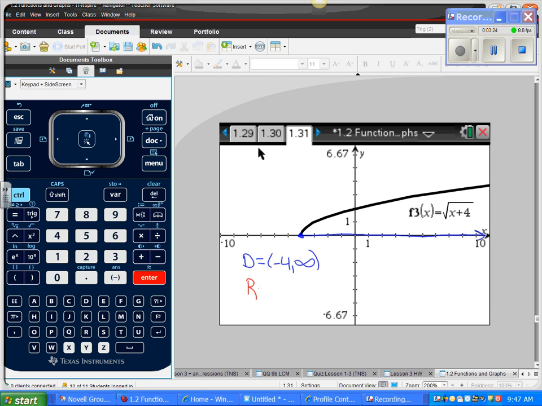And now for range, what values on the y-axis am I using? Well, I'm using the value of 0, right, from here. And this function does continue up. It continues up forever. So that's going to go all the way up. So my values for, and I apologize, this should be a closed bracket. Sorry about that. My values for my range are going to be from 0 to infinity.